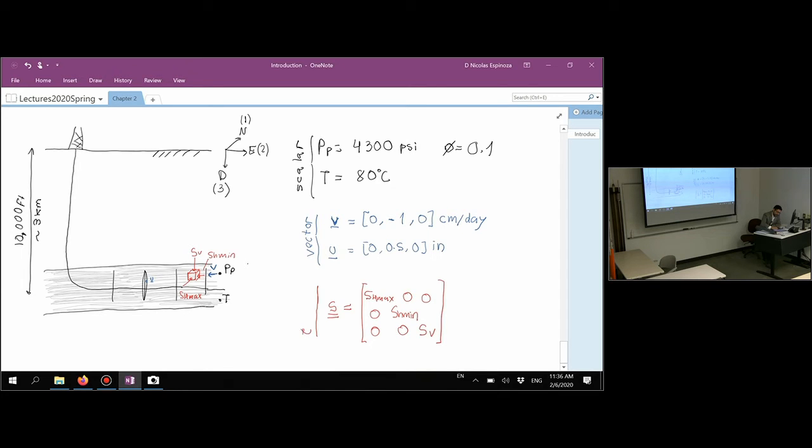And this is what we call a tensor. I remember the first time I heard about the tensor, it was in a fluid mechanics class. And I was like, what? What is this guy talking about? And it took me some time to understand what it was. But it's actually not too difficult.